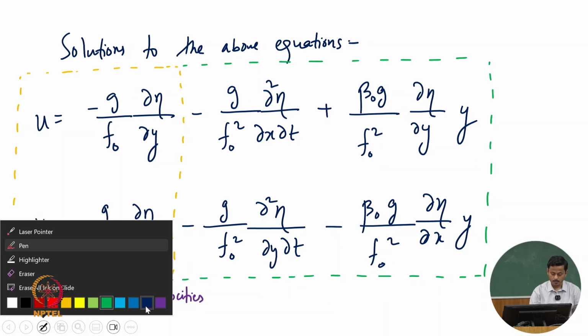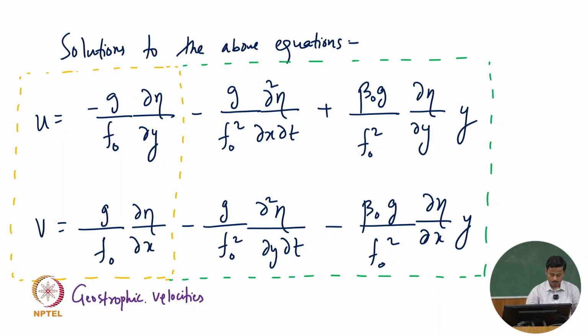These terms or these components are ageostrophic components. These are the terms that arise due to the lack of balance between the Coriolis and the pressure gradient. So these are the ageostrophic components. Both of these add up together to create the velocity field. So we have the geostrophic component, we have the ageostrophic component. Both of these add up.